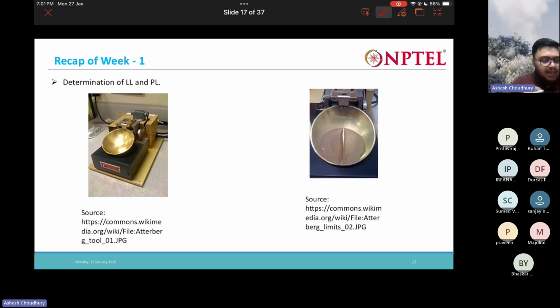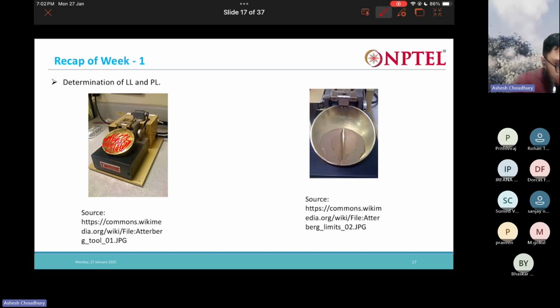So what we do, we take the soil. There is a standard amount of soil that you need to take. If I remember, you need to take some amount of soil passing through a 425 micron sieve. You need to take some dry soil, mix it with water, and make a paste. Then you need to fill this container with the paste of soil.